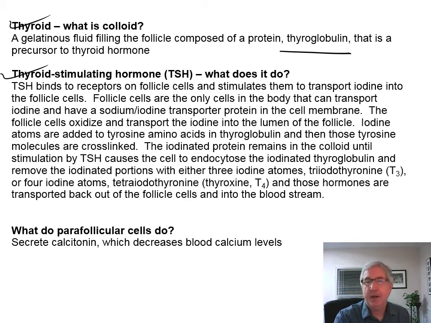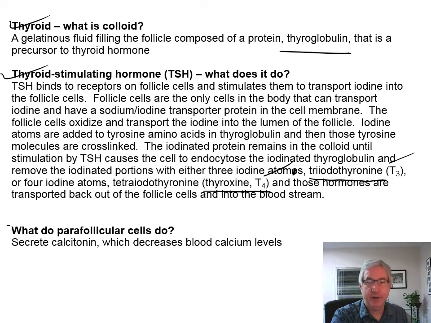We'll talk about what happens. But there are two types of thyroid hormones that you get: triiodothyronine and thyroxine. Sometimes you have 3 iodine atoms, and that's triiodothyronine, and then you can have 4 iodine atoms, tetraiodothyronine, or thyroxine is what it's called. So you have T3 or T4 that's made. That's transported out of the follicle cells and into the bloodstream. So that's what the follicle cells in the thyroid do.